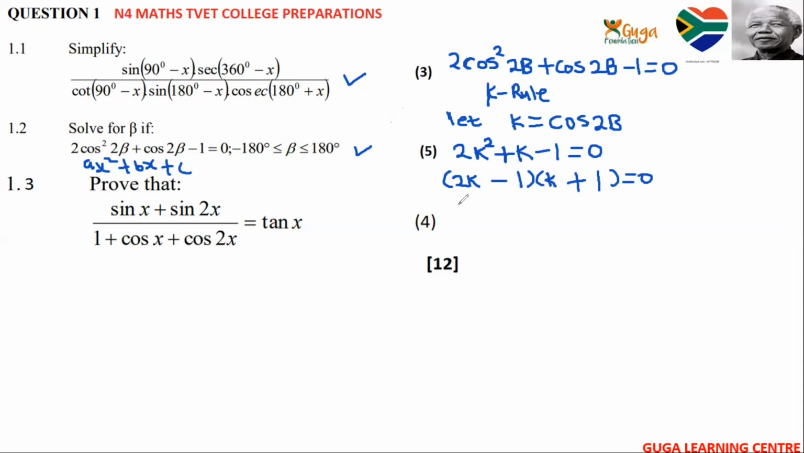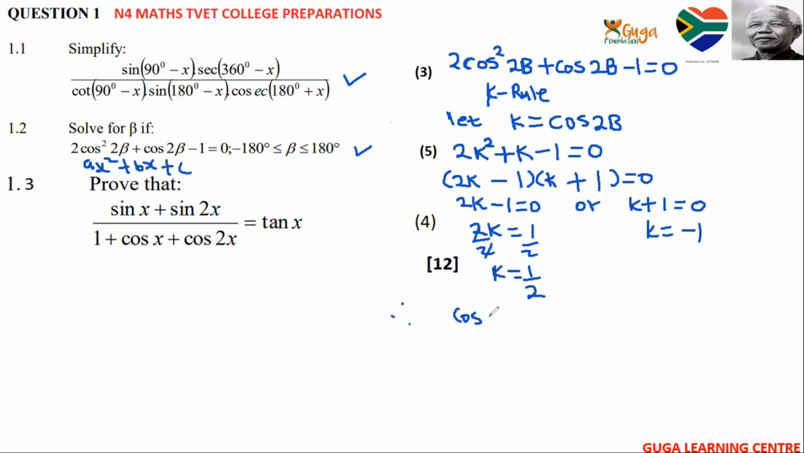Okay, so from here, to simplify, I'm going to have 2k minus 1 is equal to 0, or k plus 1 is equal to 0. So 2k is equal to 1, and then we divide both sides by 2, then my k will be equal to half. And on the other side, my k will be equal to negative 1, right? So what is k? We said k is cos of 2b. So therefore, cos of 2b is equal to 1 over 2, or cos of 2b is equal to negative 1.